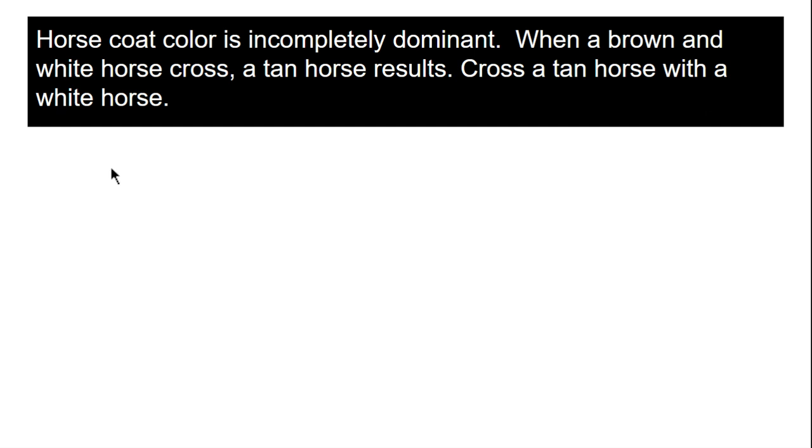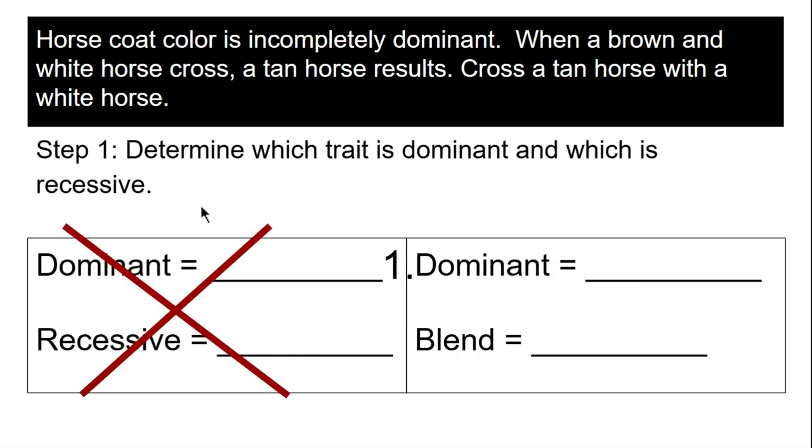So again, we're going to go through all the 7 steps. In the first step, normally we would say dominant and recessive. Here, we're just going to write that the two traits are dominant, and then we're going to write that one of them is a blend of the two. Again, technically we said neither one is dominant, but we're just going to do this. So brown and white we're going to say are dominant, and then they blend together to make tan.